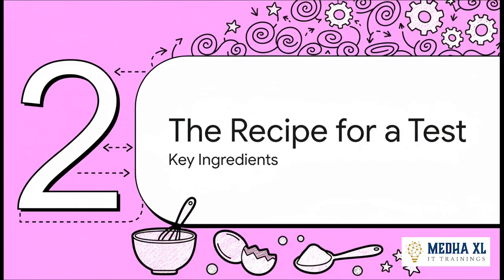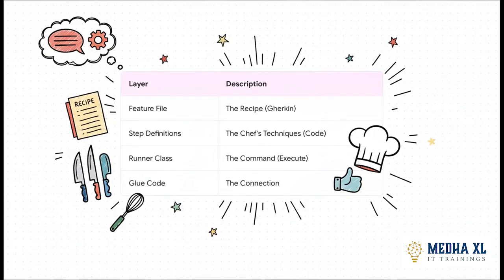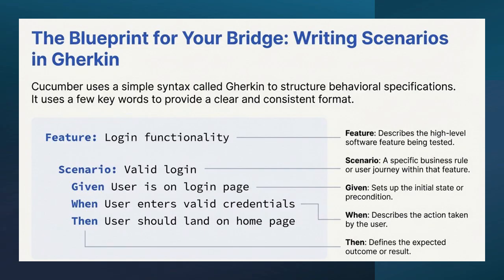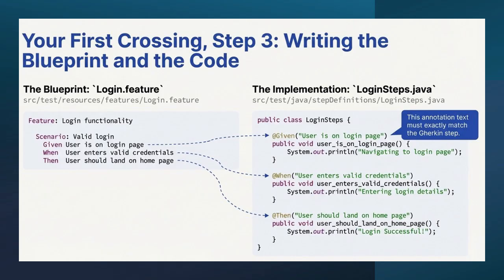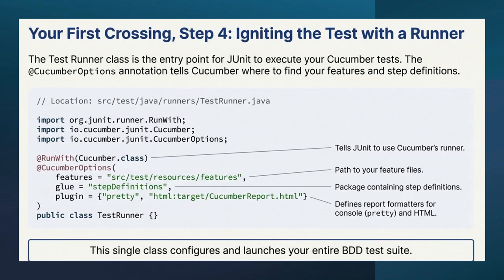Okay, so that's cool, but how does this plain English actually do anything? How does it magically become a real automated test that runs code? Well, let's think of it like a recipe. There are a few key ingredients working together behind the scenes to make the whole dish come together. So let's break this recipe down. First up, you have the feature file. Think of this as your recipe card, written out in that plain English Gherkin we just talked about. Next, you have the step definitions. These are like the chef's secret techniques. For every single step on that recipe card, there's a corresponding piece of code that knows how to actually perform the action. And finally, the runner class is basically you shouting, "Let's start cooking." It kicks everything off and tells the system to execute the recipe.